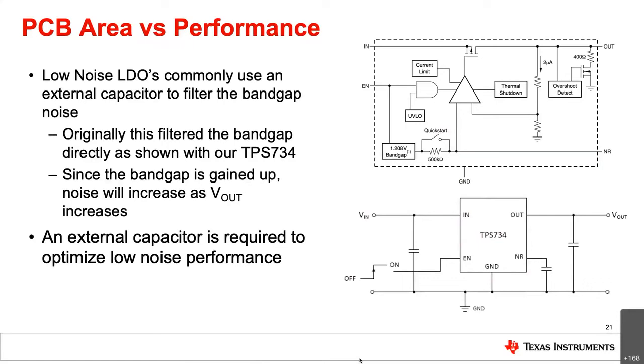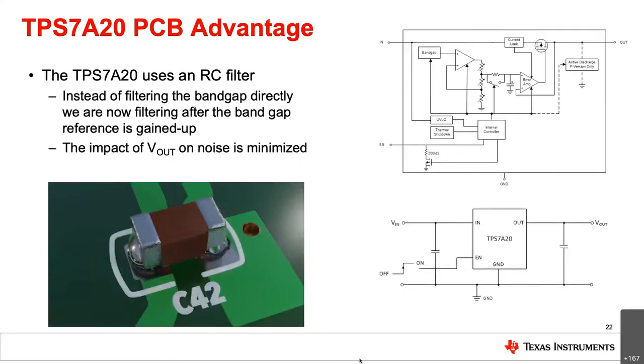It's really optimal for these older types of LDOs, but with the TPS7A20, we actually use an internal RC filter to remove the need for the external cap. So instead of filtering the bandgap directly, we're now filtering after the bandgap reference is gained up, which will minimize the impact of the output voltage on noise and also maintain a very small PCB area.